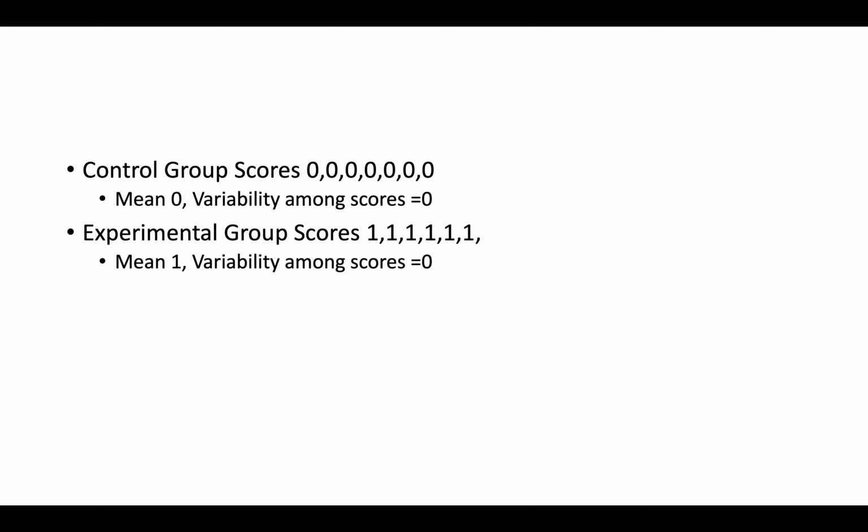Simple experiment, control and experimental group. Let's look at that control group. All zeros. Everybody scored a 0 in that data set. The mean is 0. The variability in that data set is 0. All the scores are the same. There's no error in our data. There's no variability. In the experimental group, we again have all the same numbers, all ones. Our mean is 1 and our variability is 0. Let's extrapolate. When you have no error in your data, you have no variability. When you have error in your data, you have variability.